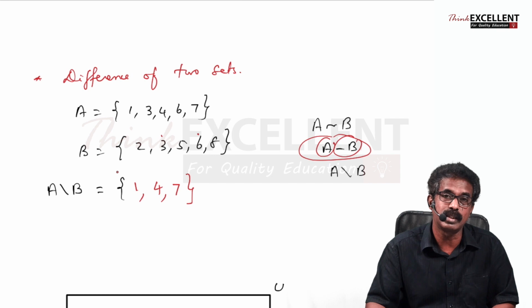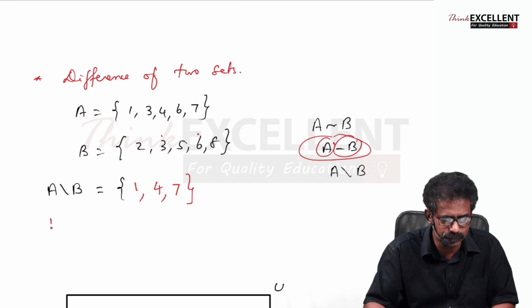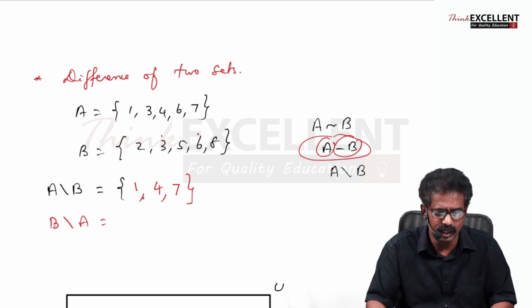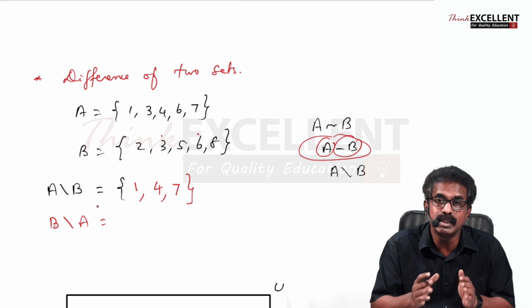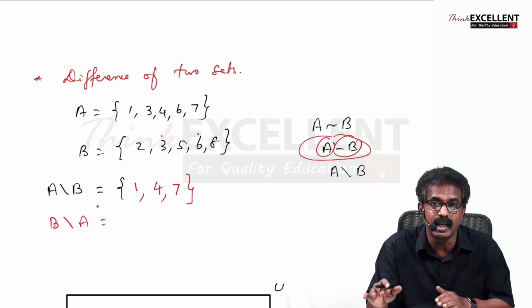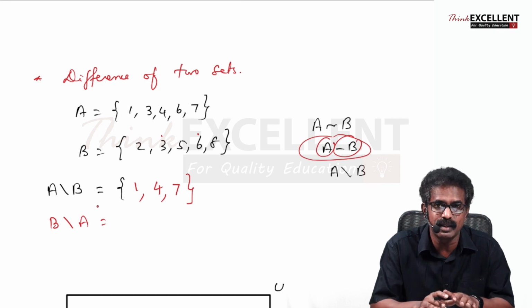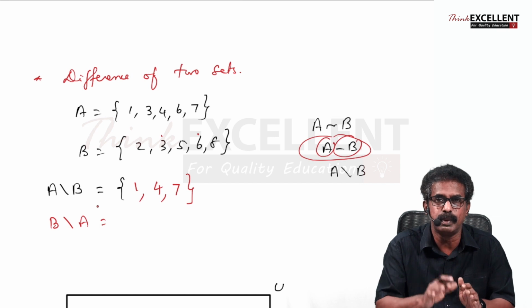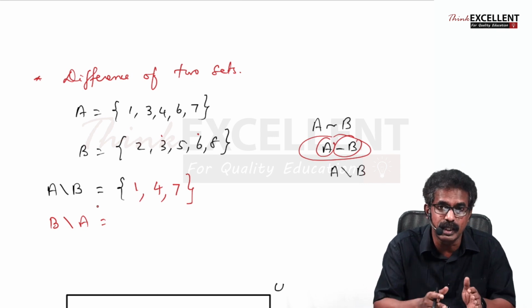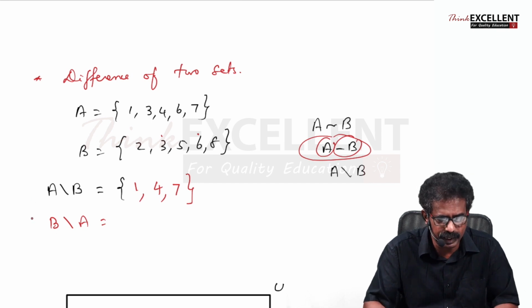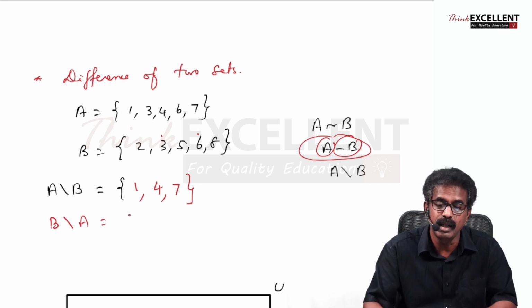Now can you tell me what's the meaning of B difference A? Later I am going to give the definition using set builder form, but try to understand first. A difference B means elements in A but not in B. Then B difference A? B minus A. It is in B, minus A, not in A. Minus means not. So B minus A means in B but not in A. Are you able to understand so that you won't make a mistake?